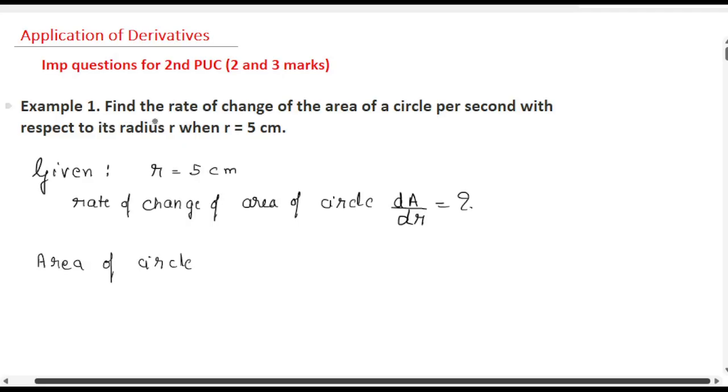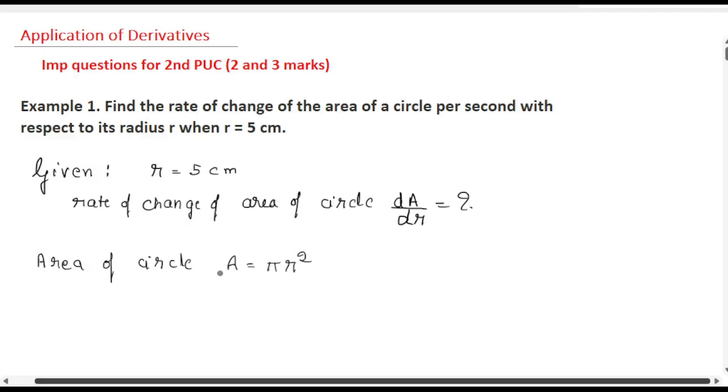Example number 1: Find the rate of change of the area of a circle per second with respect to its radius r when r equals 5 centimeter. So given r equals 5 centimeter, we need to find the rate of change of area of circle. Rate of change of area of circle is dA by dr. Find dA by dr when r equals 5 centimeter. For this, we need to know the area of the circle. What is the area of the circle? Area of the circle formula is A equals pi r square.